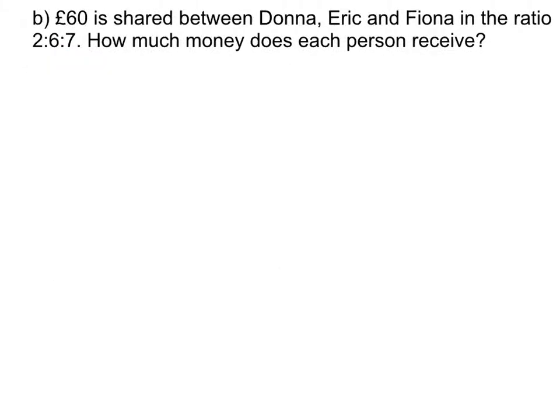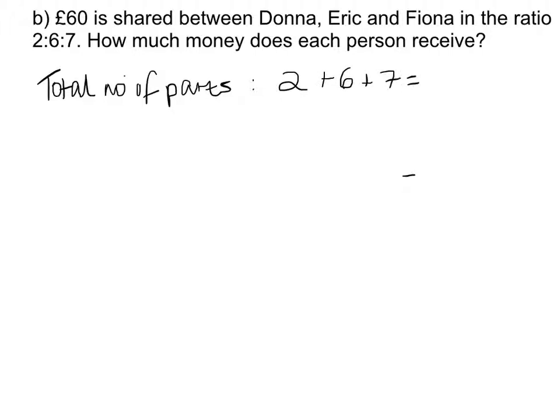Okay, so part B, very similar type of question. £60 is shared again between 3 people in the ratio 2 to 6 to 7. So, exactly like last time, the first thing I want to know is the total number of parts. And I do that by just adding together the numbers in the ratio. So 2 plus 6 plus 7, which is 15. So I know that I am splitting £60 into 15 parts. So now I want to know, what's the size of one of those parts then?